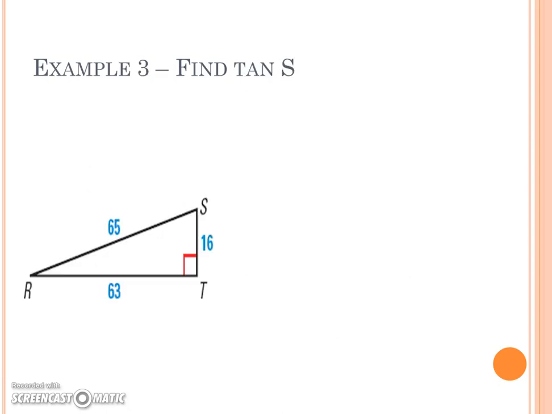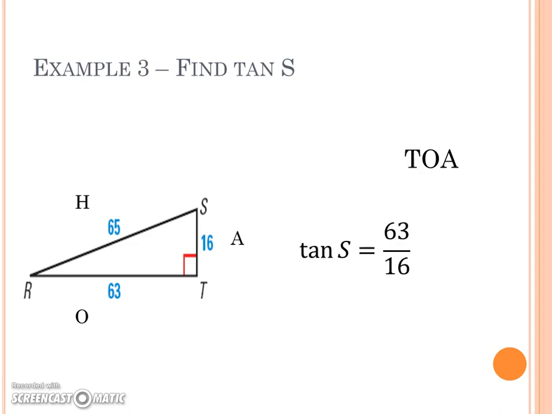Our final example of the trig ratios is tan of S. This is the same triangle as our first example, so 63 is the opposite, 65 is the hypotenuse, and 16 is the adjacent. Tan is TOA, opposite over adjacent, 63 over 16. Those are our answers there.